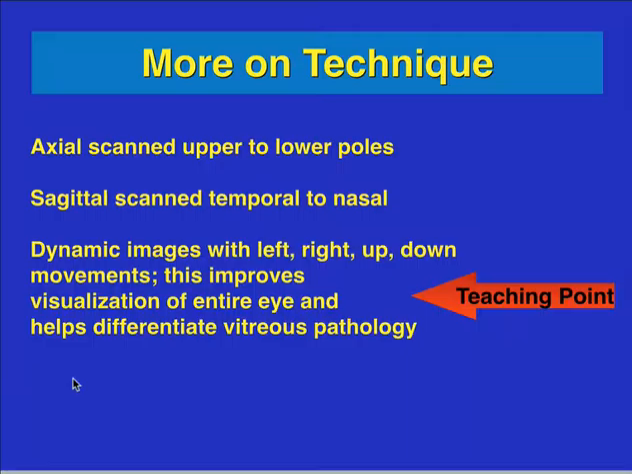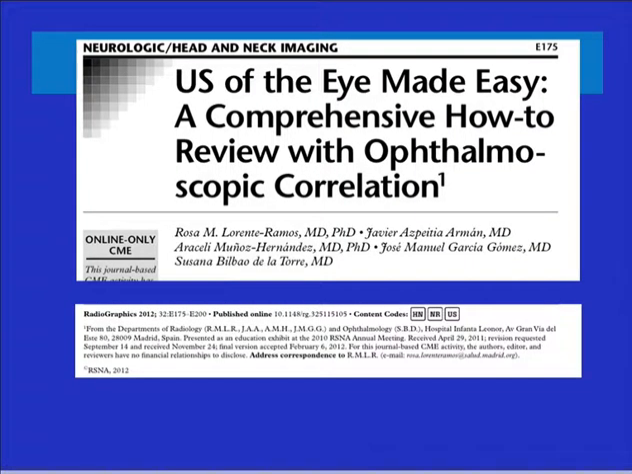A little bit more on the technique. Remember, just like when you're doing your FAST exam and you're scanning for free fluid in multiple different planes, you want to scan upper to lower poles and temporal to nasal. You also want to do dynamic images, telling the patient to look left, right, up, and down. This improves visualization of the entire eye and actually helps differentiate vitreous pathology from being hemorrhagic versus masses.